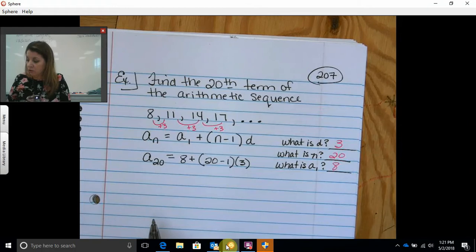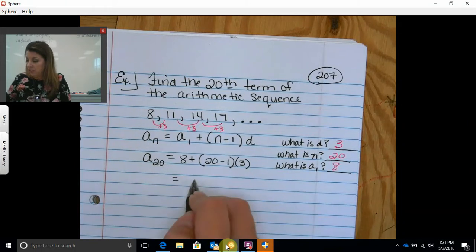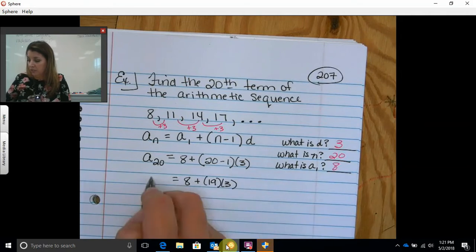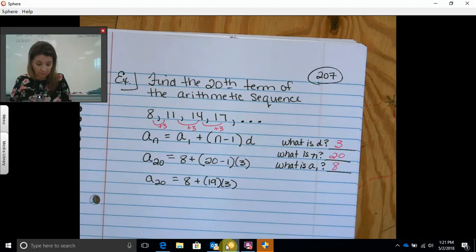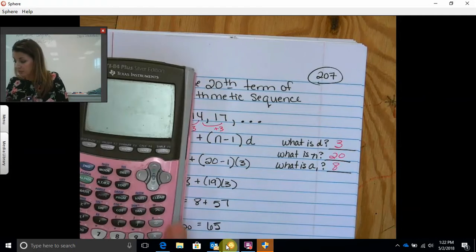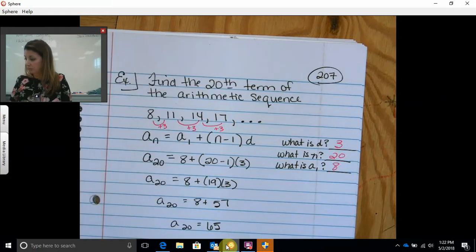Make sure you take care of your order of operations correctly. So that's going to be 8 plus 20 minus 1 is 19 times 3. What do we do next? 8 plus 19? 19 times 3. Multiplication comes before addition. So that's 8 plus 57. And the 20th term of the sequence is, what'd you get? I got 65. 8 plus 57. Make sure I did it right. Yeah, 65. Easy, right?